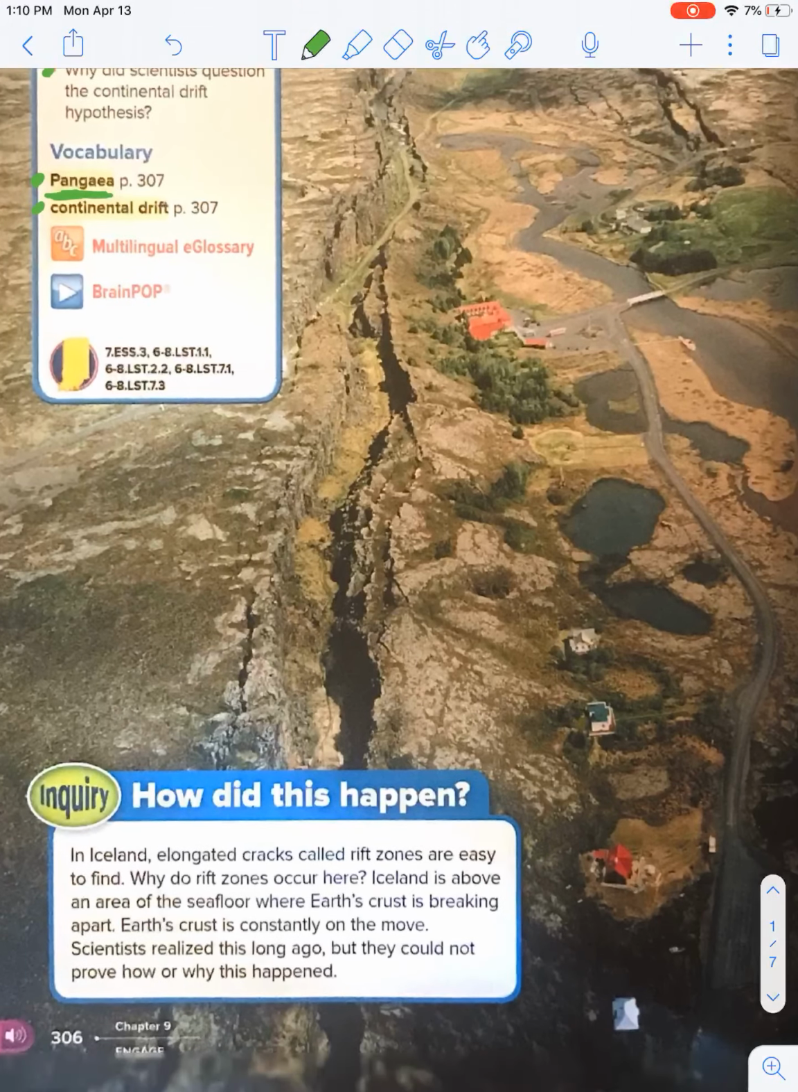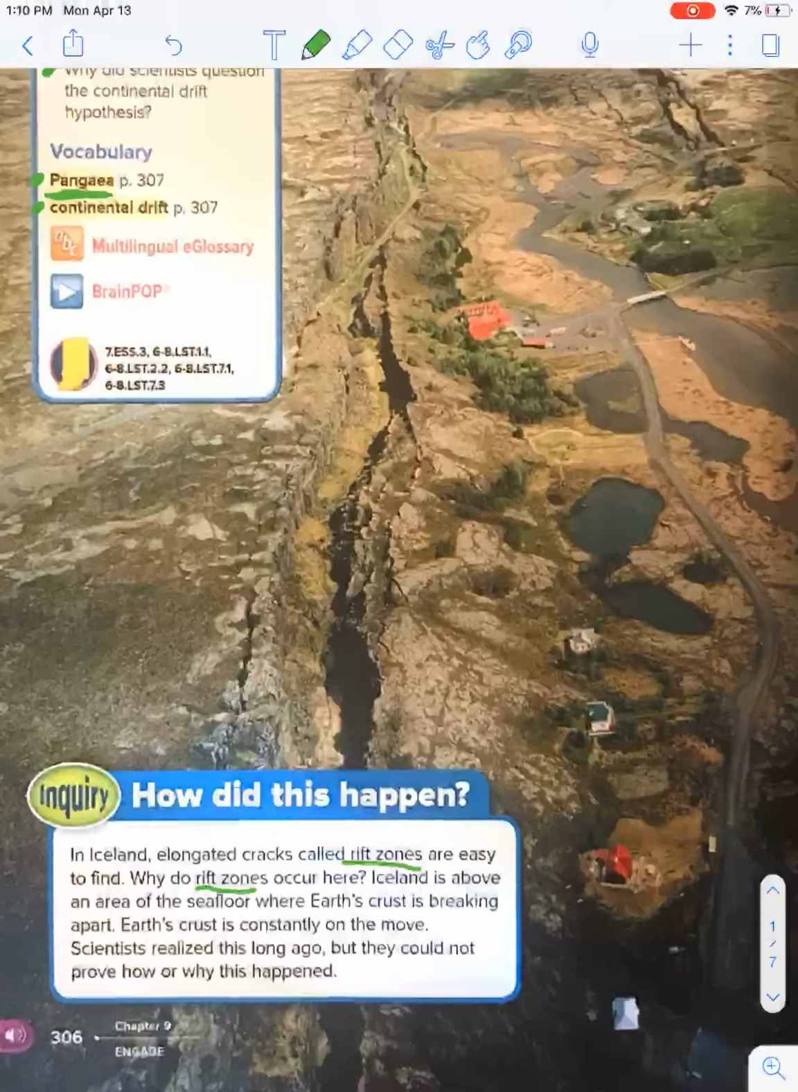So how does this happen? Let's look at the bottom. In Iceland, elongated cracks called rift zones are easy to find. Why do rift zones occur here? Well, Iceland is above an area of the seafloor where Earth's crust is breaking apart. Earth's crust is constantly on the move. Scientists realized this long ago, but they could not prove how or why this happened.